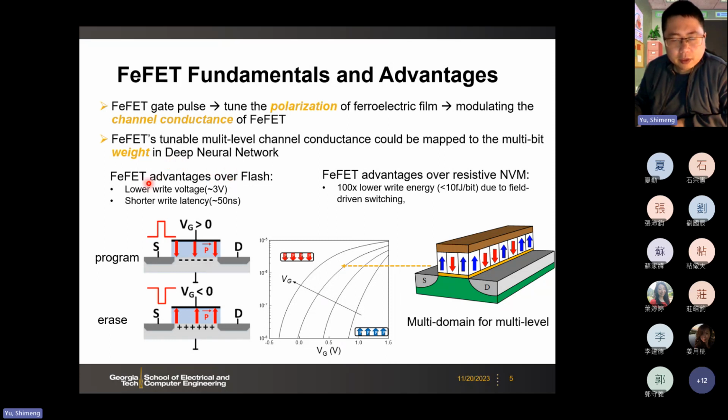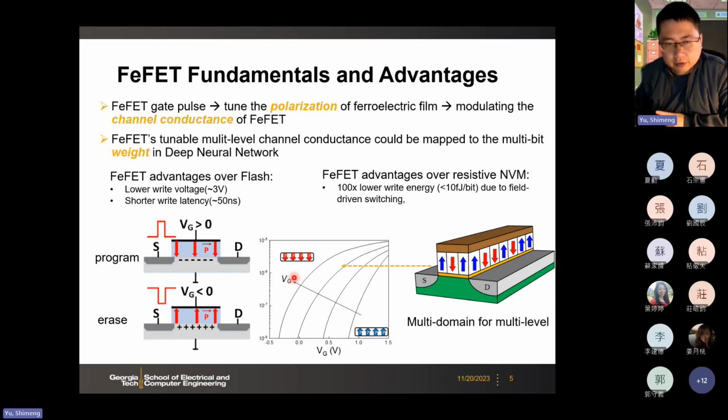FeFET actually has a very similar operation principle compared to today's charge trap NAND flash. Flash is also based on the threshold voltage change by charge trapping in the gate stack. Normally today, in the SONOS structure, you have nitride for the charge trapping. In the old days, you had the floating gate, which is polysilicon. Anyway, the flash transistor, in its ID-VG, will also have this shift of the threshold voltage.